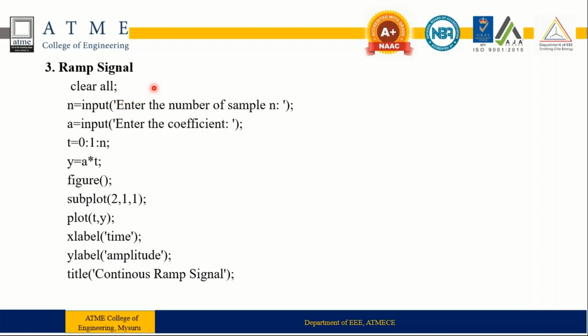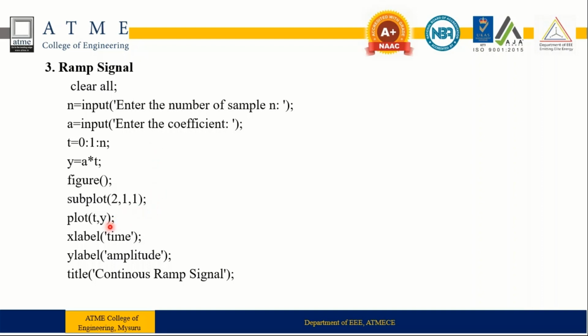Next we have the ramp signal. Followed by, in a similar way, we are going to declare the variables here for the number of samples to be considered and for the coefficient a. Then we are going to declare the time duration and the amplitude. Since the ramp signal is a linear function, y is equal to a into t. So a is the coefficient and n here is nothing but the number of samples for which the ramp signal has to be generated.